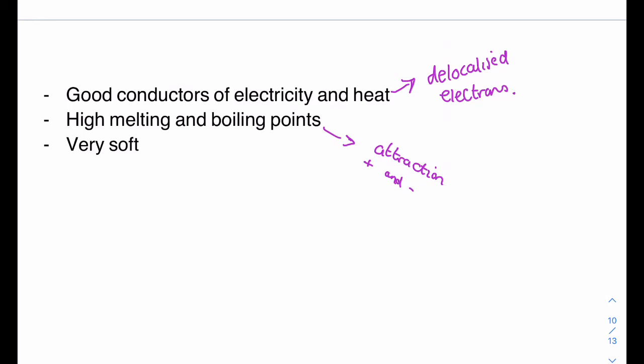metallic structures. And they're very, very soft, and that's because of the layers that are in the structure. That means it's easily cut between layers.